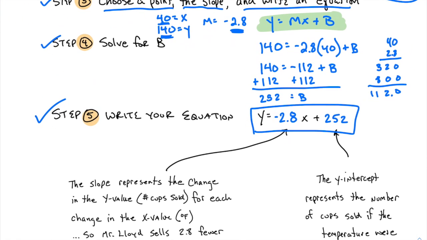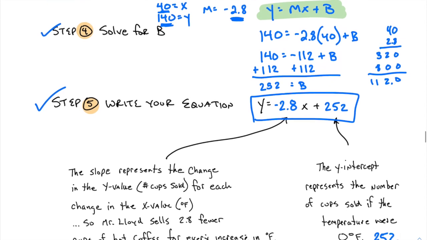Now, if I have to explain that equation, the slope, my negative 2.8, represents the change in the y value for every change in the x value. So I sell 2.8 fewer cups of hot coffee every time the temperature goes up 1 degree. So I sell less each time. The y-intercept represents the number of cups sold if the temp were 0 degrees Fahrenheit. So if it's super cold, I'm going to sell 252 cups of coffee per hour. That'd be pretty awesome for me.